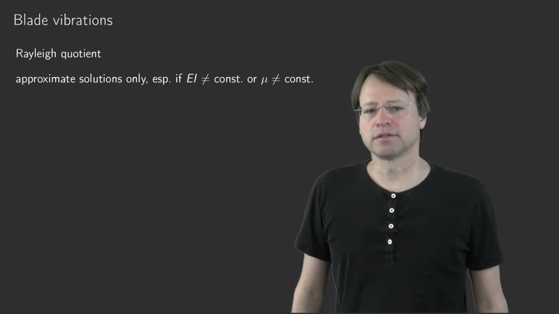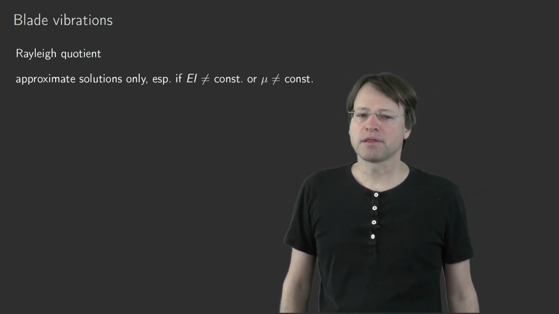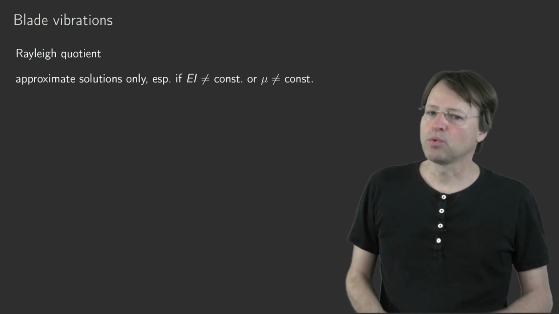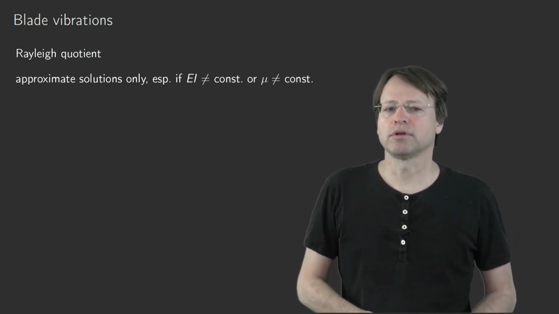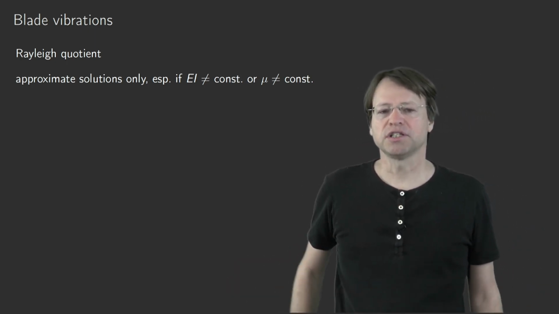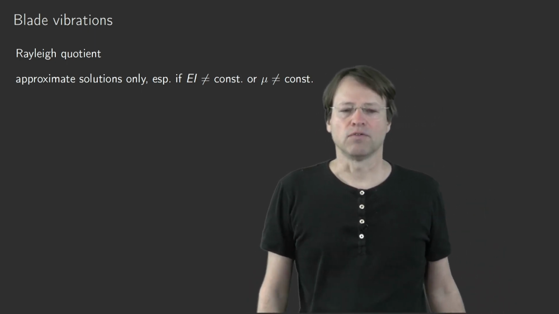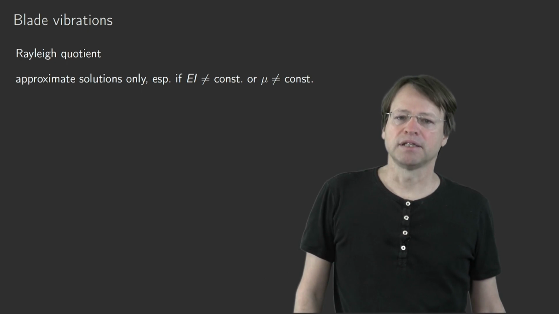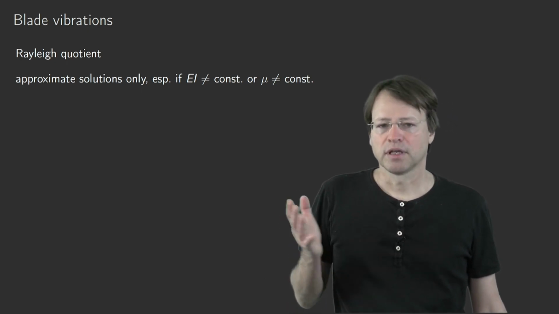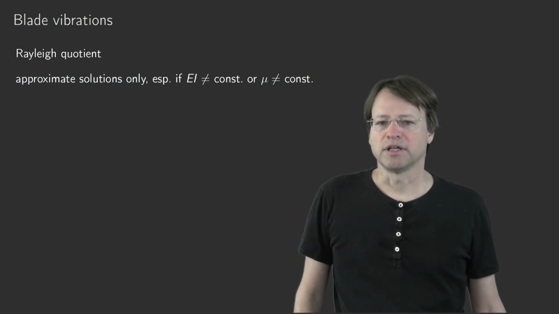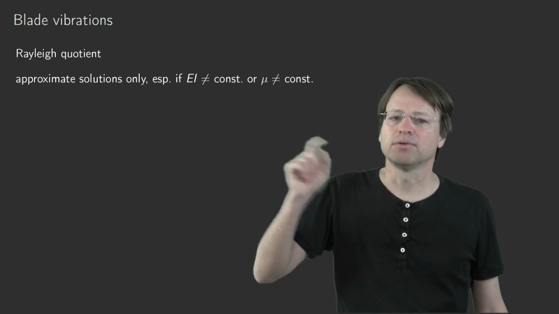The first one is the Rayleigh quotient, and it's based on an energy consideration. The second method is called Dunkerley's method, and it's based on a lumped mass modeling, like a vibration chain that you saw in machine dynamics for torsional vibrations of drivetrains, a typical vibration chain modeling procedure. Let's start with the Rayleigh quotient.